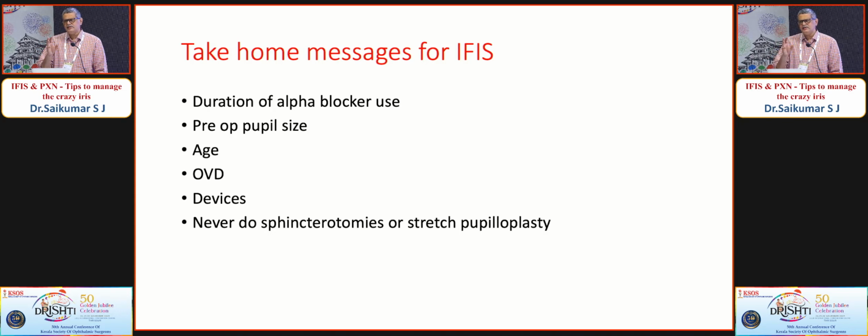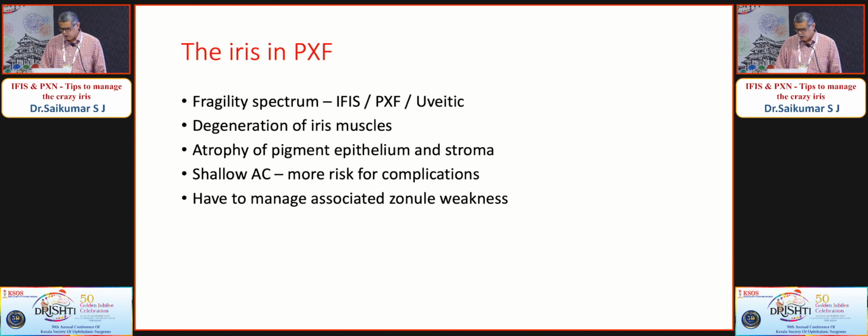Pre-op pupillary size is important. Sometimes even normal pupils can come down, but smaller the pupillary size, the more the problem. Elderly people already have myotic pupils. If they are also on tamsulosin, it adds to the problem. Judicious use of OVDs and devices. Never do sphincterotomy or stretch pupilloplasty if you're suspecting IFIS, because it will make the iris more pliable. It will cause more of billowing.